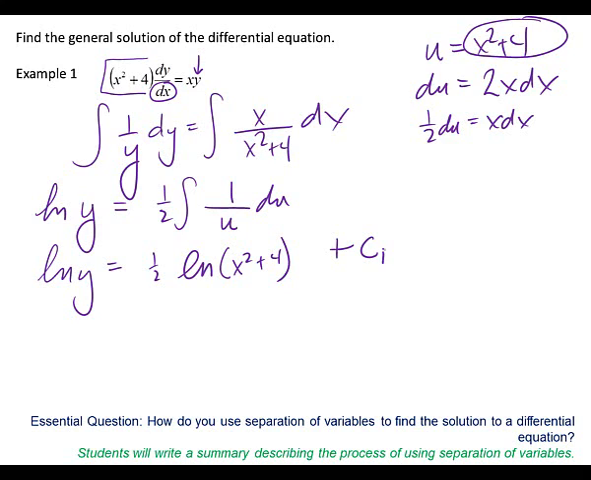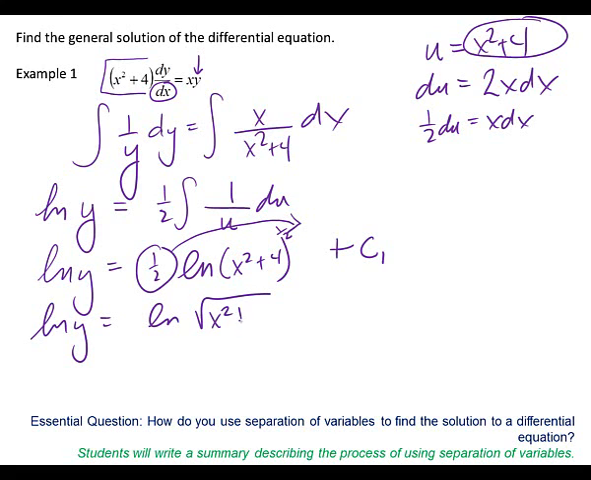Okay, let's talk about properties of logs for a minute. Remember when we have a number in front, we're allowed to take that and make it the what? The exponent. So this could really be to the 1/2 power. What's a fancier way of writing the 1/2 power? A square root. Good. So natural log of the square root of x squared plus 4 plus c sub 1. All right. I did that because I want to try to get rid of the natural logs, because a general solution means I need something that looks like y equals. Okay?